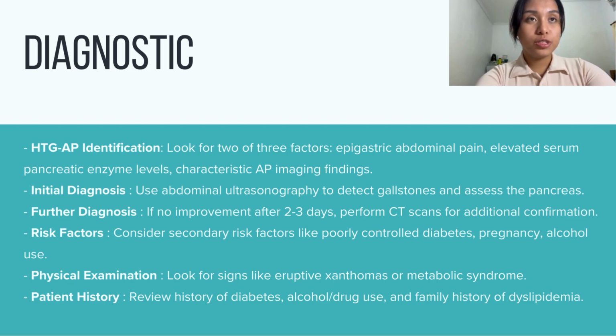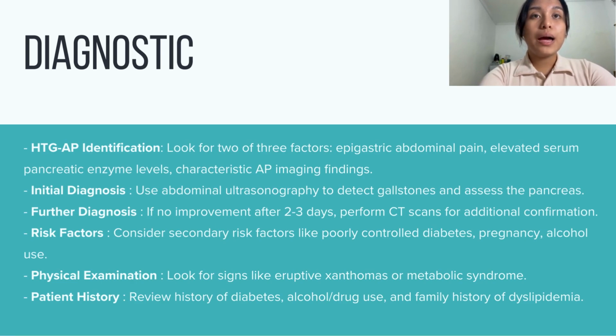So there are numerous approaches to identify hypertriglyceridemia-induced acute pancreatitis. HTG-AP is identified by looking for 2 of 3 factors, which are epigastric abdominal pain, elevated serum pancreatic enzyme level more than 3 times the usual limit, and the characteristic AP imaging findings. When first diagnosing HTG-AP, abdominal ultrasonography, which uses sound waves to take an image of the gallbladder in order to find gallstones and assess the pancreas status, is used. If the patient's condition has not improved after 2 to 3 days of treatment and they keep complaining of pain, CT scans are performed for additional confirmation.